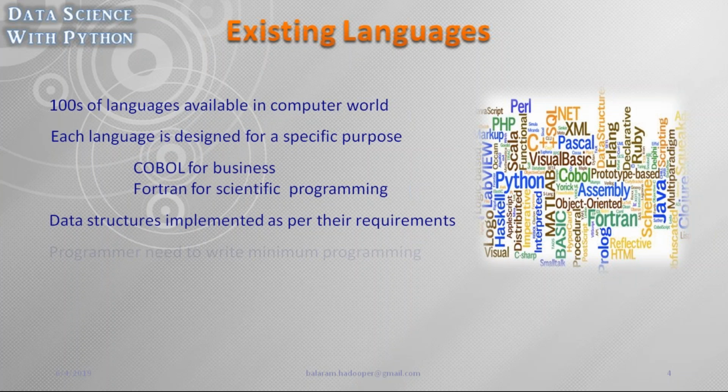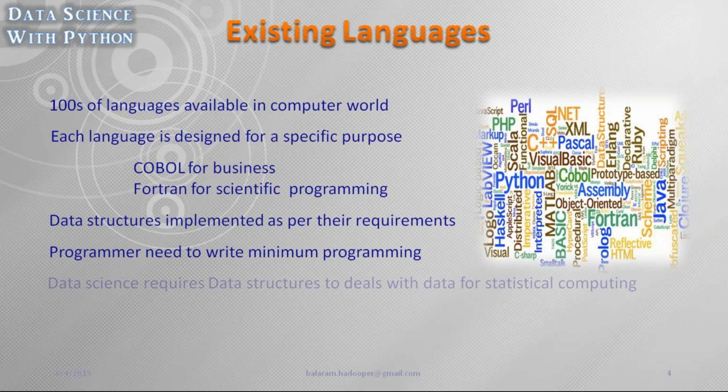And the programmer has to write minimum programming, meaning the declaration of the variables and initialization of the variables and so many other things, as you know, as a regular programmer. And data science requires special data structures for statistical computing. If you want to do statistical computing, the regular data structures are not enough. They are not suitable. Because of that, we require some special data structures.